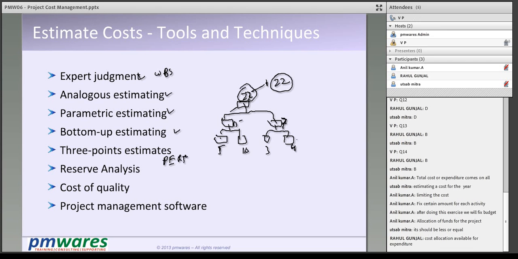My simple thing is that I have four activities in this. One is costing 5, other is 10, this is 3, and this is 4. All sum up at the top, the project cost comes to 22, right? Now tell me what should be the budget of the project and how it is different from this 22.